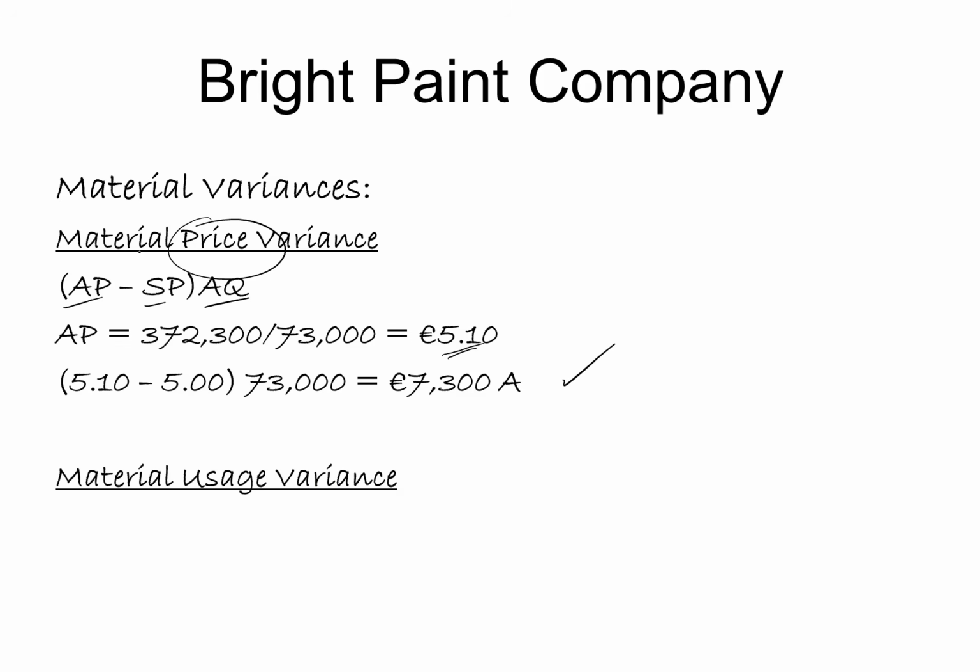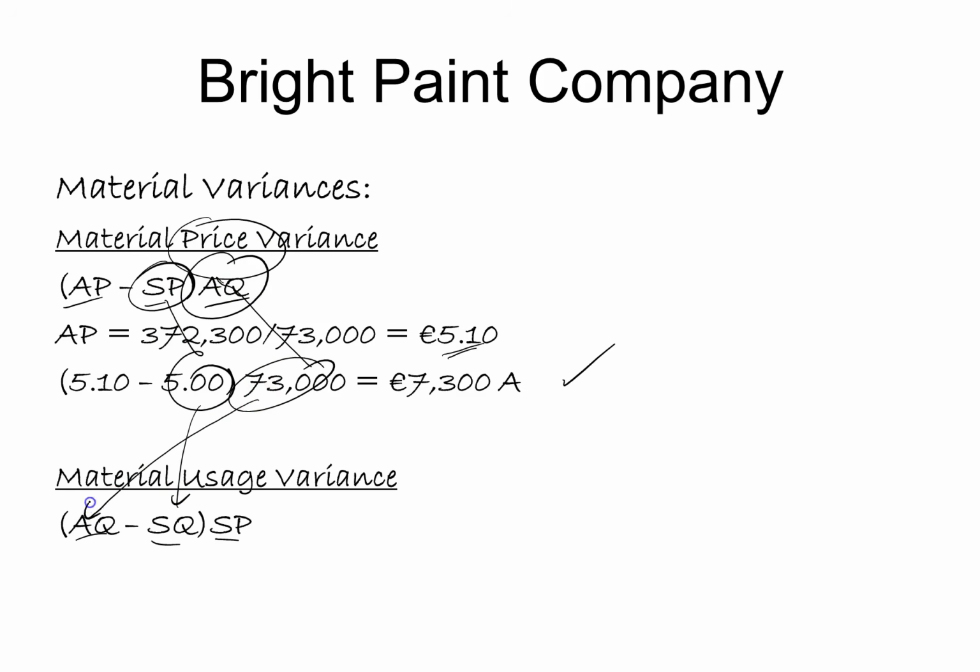What I'm going to do here is compare the actual quantity with the standard quantity, and I'll put it into monetary terms at the standard price. So my little formula: actual quantity, standard quantity, standard price. Now if we look up here, there's the standard price, that's €5, so I'm going to use that there. There's the actual quantity, 73,000, so I'll put that there. The piece of information I'm missing is the standard quantity.